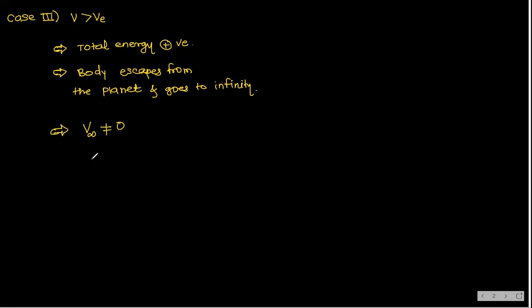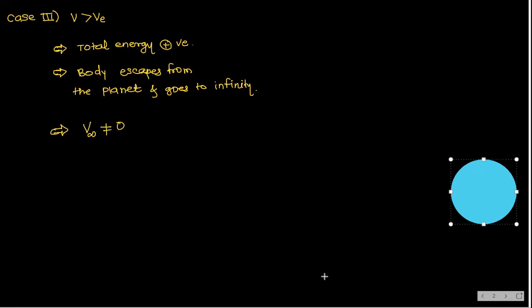So see here, now I am drawing the diagram. First see how it is. This is a planet as usual, and this is the object whose mass is small m, and we are projecting this body with velocity v. Sir, previous page, back page.